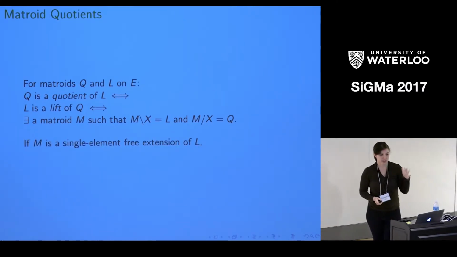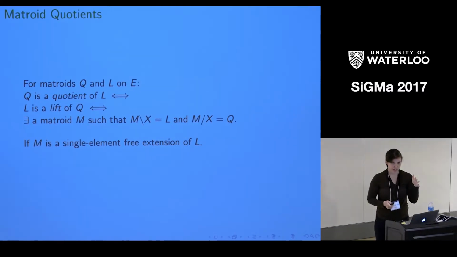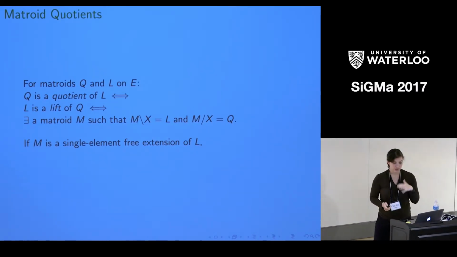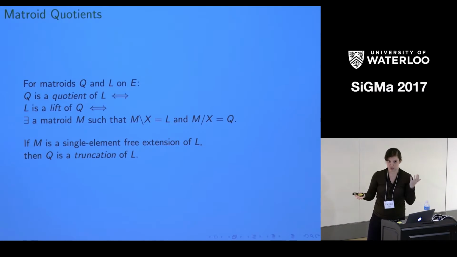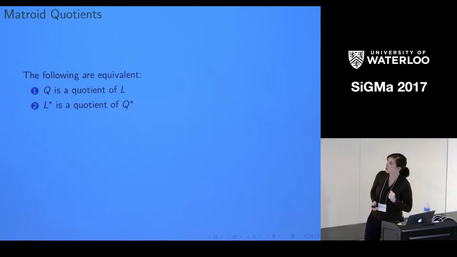And this might sound like a truncation, like you might think, oh, that sounds like a truncation operation that you're doing. Well, in the case that M is a single free element extension of L, it is a truncation, but in general, you're not going to have that. So that's a matroid quotient.